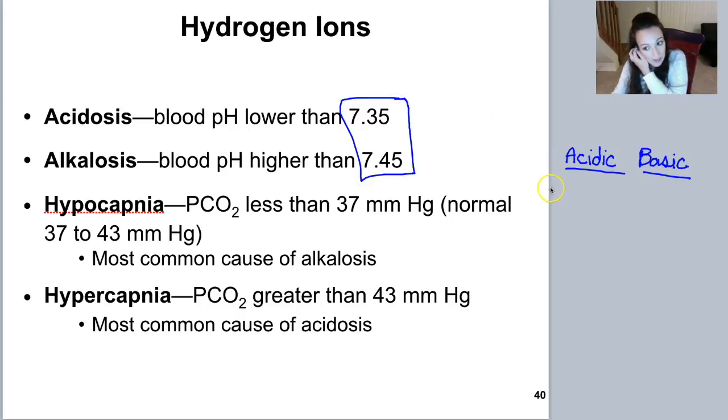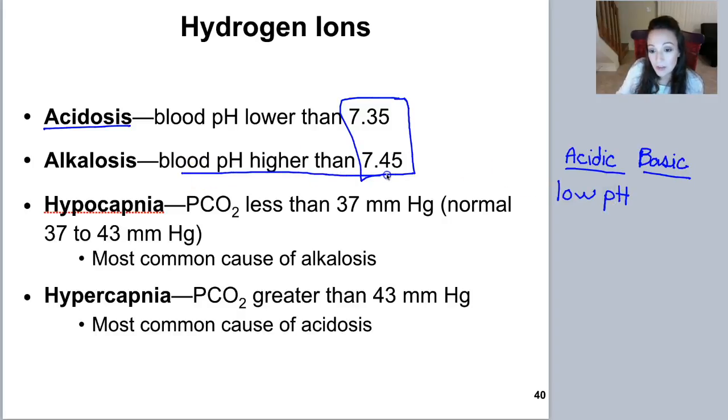And we said that on the last slide. Now, if the pH is below 7.35, then we are considered to have a condition of acidosis, okay? So this would be a low blood pH. When our blood is more acidic, that means we have a low blood pH. Okay? When our blood pH is higher than 7.45, we are considered to have a condition of alkalosis. So when our blood is basic, this means we have a high blood pH.